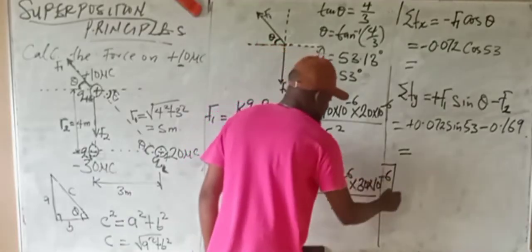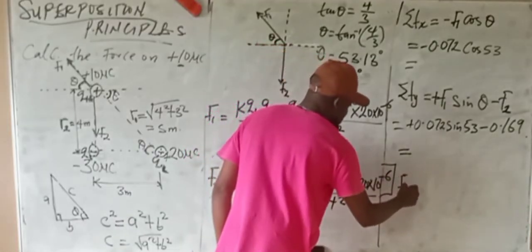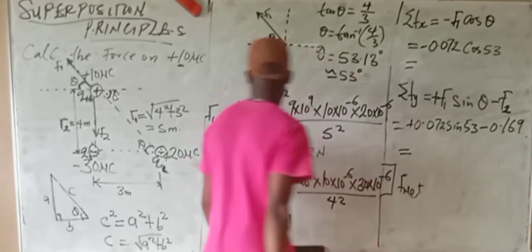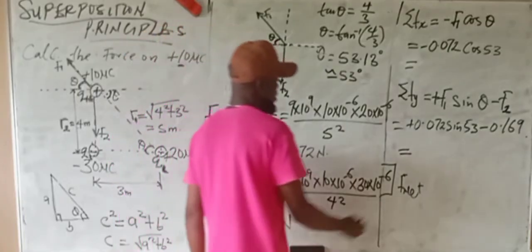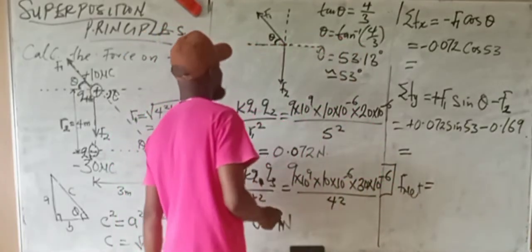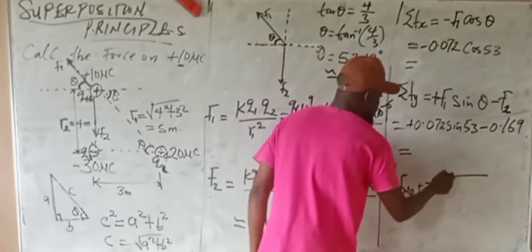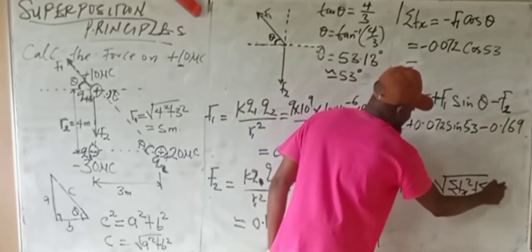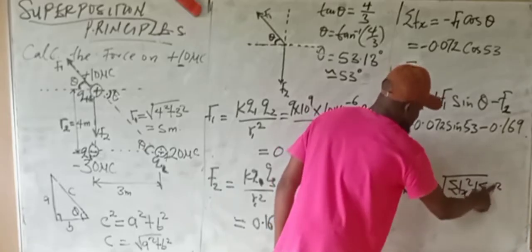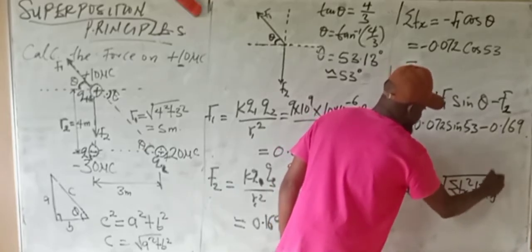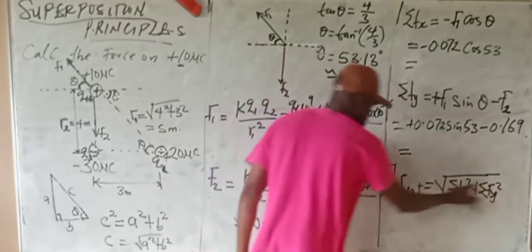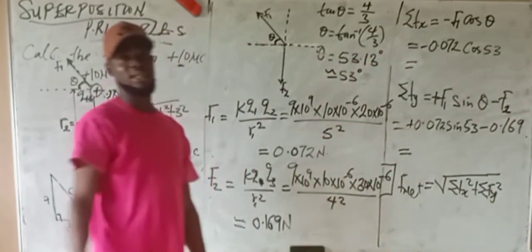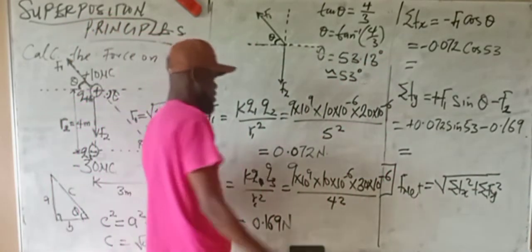So the total force now, or the net force, will be equal to the square root of the F of x squared plus the F of y squared. That's how it is done. The F of x squared plus what? The F of y squared. So that will be the magnitude of the net force.